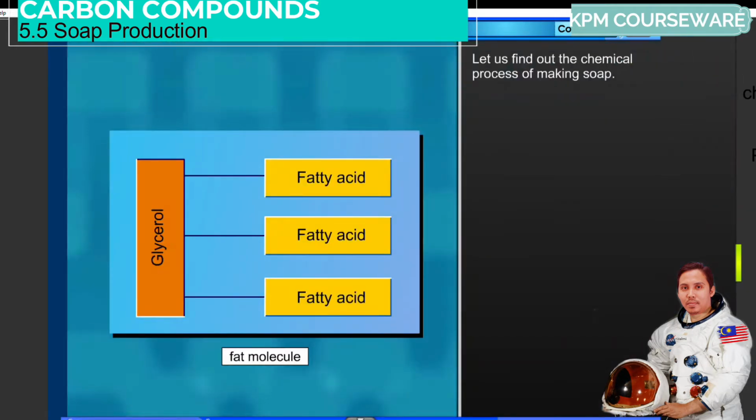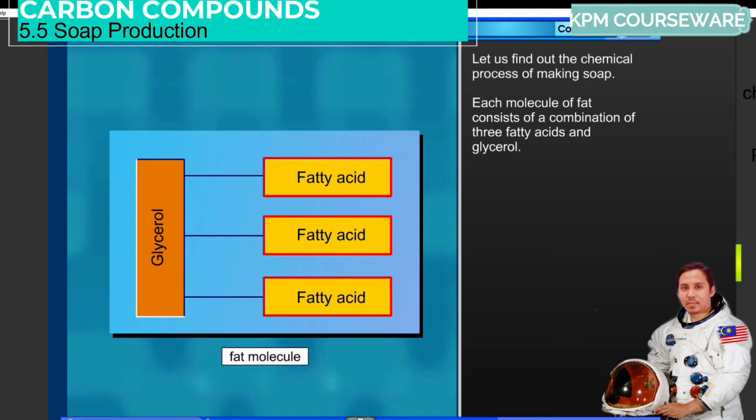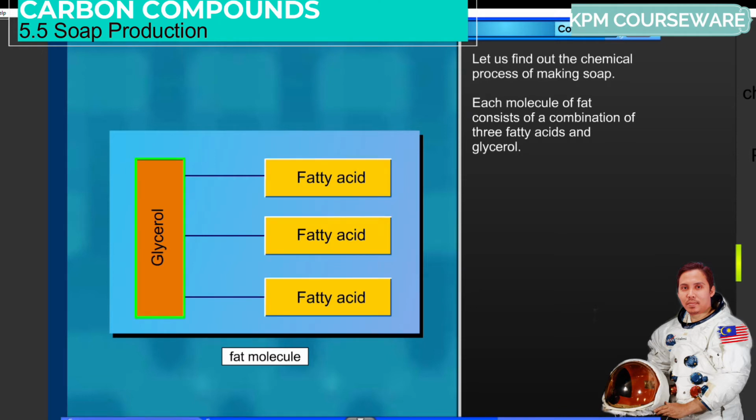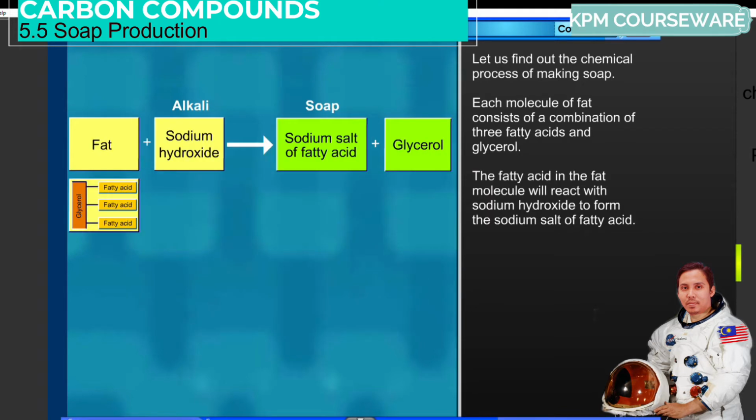Let us find out the chemical process of making soap. Each molecule of fat consists of a combination of 3 fatty acids and glycerol. The fatty acid in the fat molecule will react with sodium hydroxide to form the sodium salt of fatty acid. The sodium salt of fatty acid is called soap.